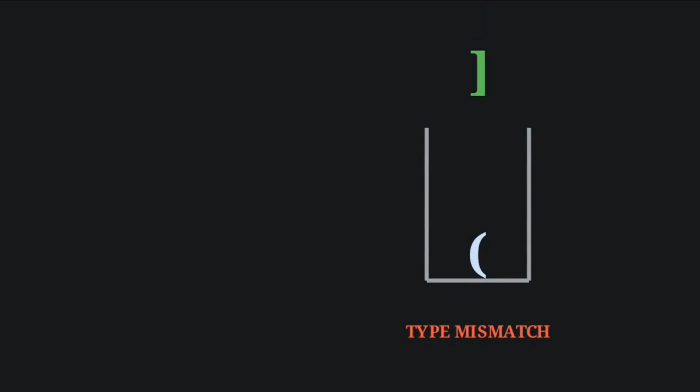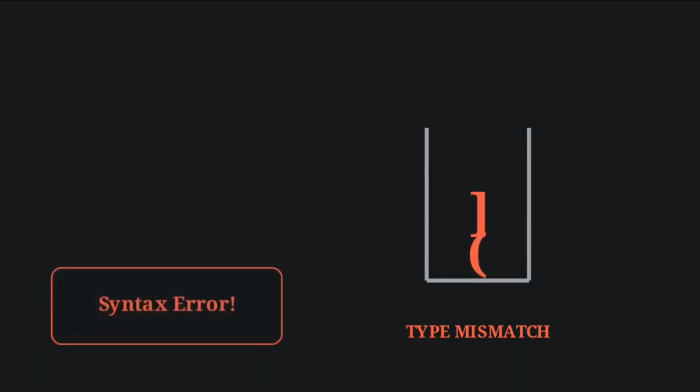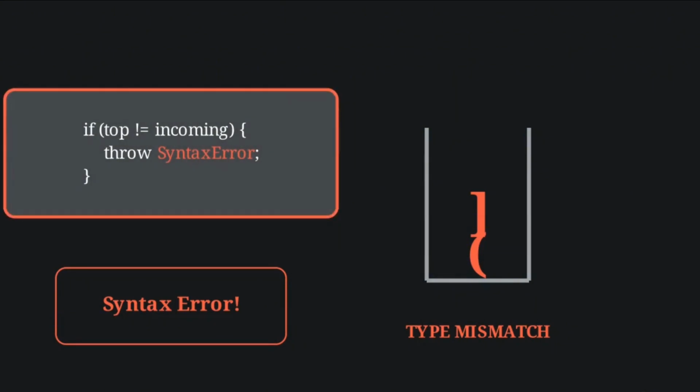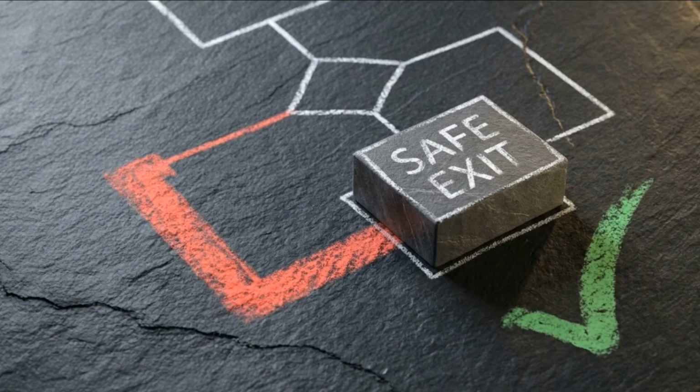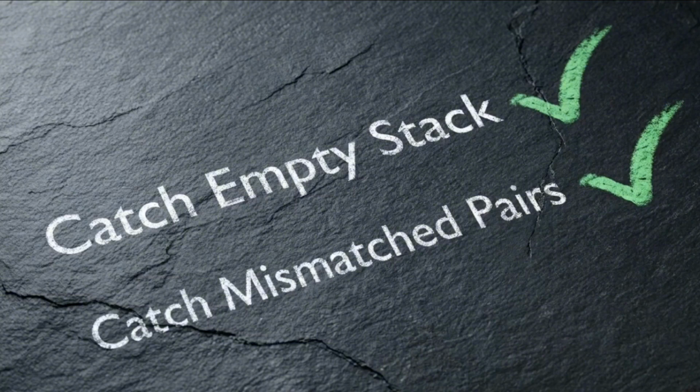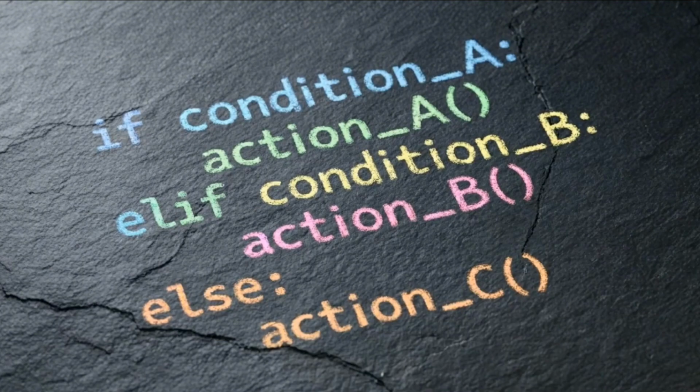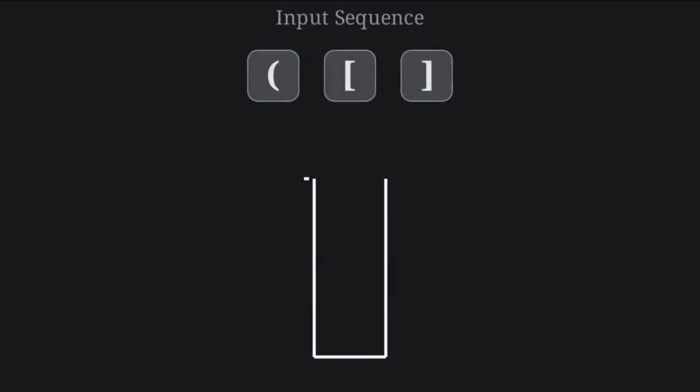If the stack has an open parenthesis, but the incoming character is a closing square bracket, the shapes collide. The pair is invalid. The stack rejects the operation, and the syntax checker throws an error. Robust algorithms use these checks to transform potential system crashes into predictable exit points. By explicitly defining what to do during underflows and mismatches, the code maintains control over every possible state, valid or invalid.